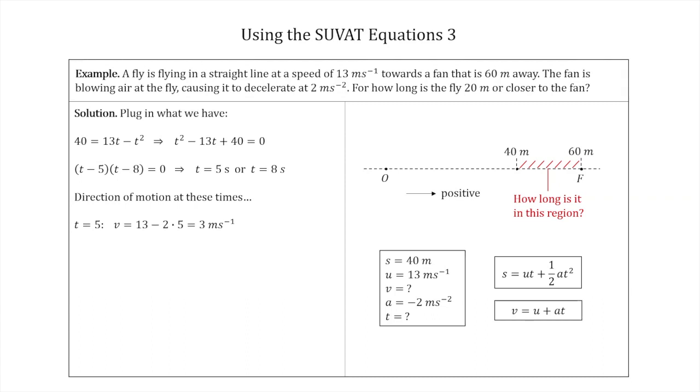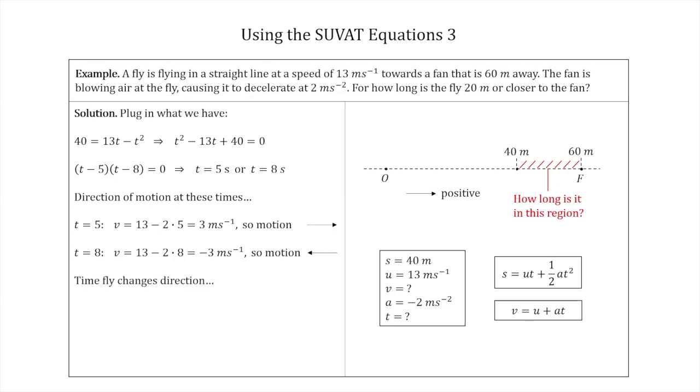Now I don't care so much about the 3, what I care about is the fact it's positive. If it's a positive velocity, then that means at 5 seconds, when it initially reaches the 40 meter mark, it has motion in the positive direction. So it's going towards the fan still. But at t equals 8, I plug in and I get v is 13 minus 2 times 8, and that's minus 3. Because it's a negative velocity, it must be moving the other way, away from the fan. So 3 seconds later, after crossing the 40 meter mark, it's crossed it again in the opposite direction. So that looks good.